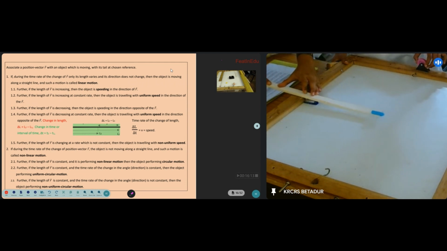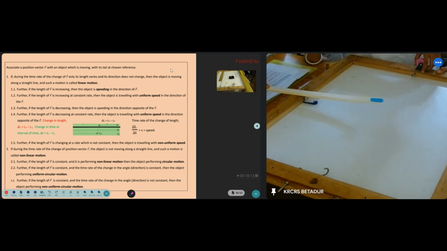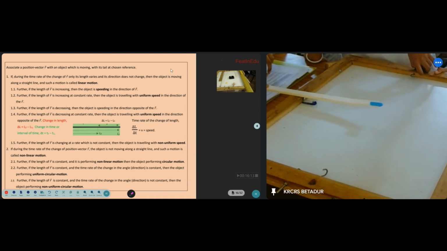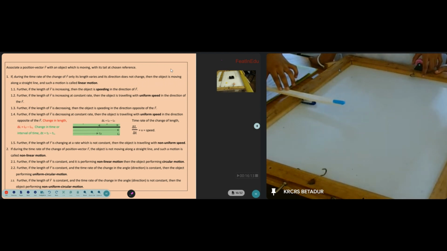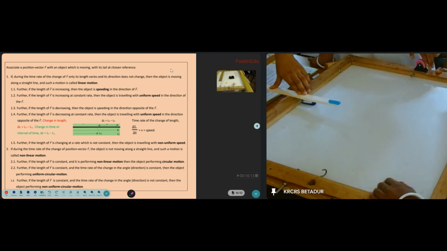It is decreased. How will you do that 1.3 experiment? The length of R bar is decreasing. How do you do it? Length of R bar is decreasing. Towards the reference point, sir. Very good. Okay, now also you can see the body is moving with uniform speed, but in the opposite direction, that is in the direction of minus x. Got it? Yes. Okay, 1.4.